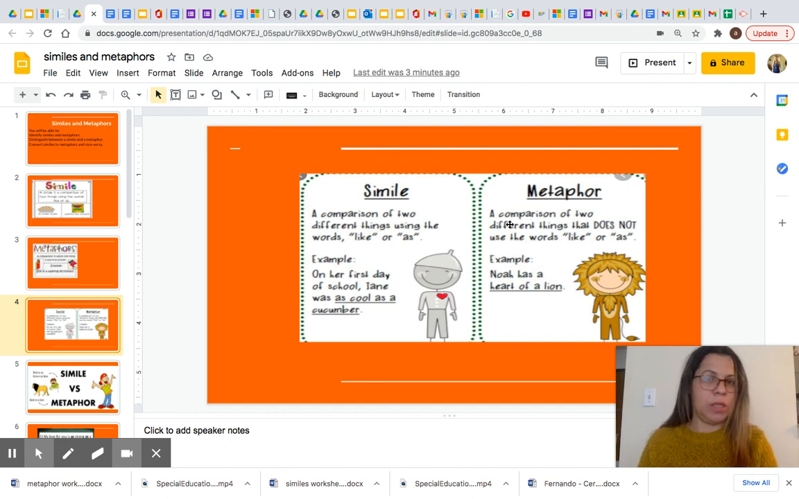On this side, we have a metaphor. What's a metaphor? It is a comparison of two different things that does not use the words like or as. So here is the key. When you are in a metaphor, you are still comparing two things, but you are not going to use the words like or as. Example, Noah has the heart of a lion. You are comparing Noah's heart to a lion's heart, but you are not using the word like. You are saying that he has the heart of a lion.